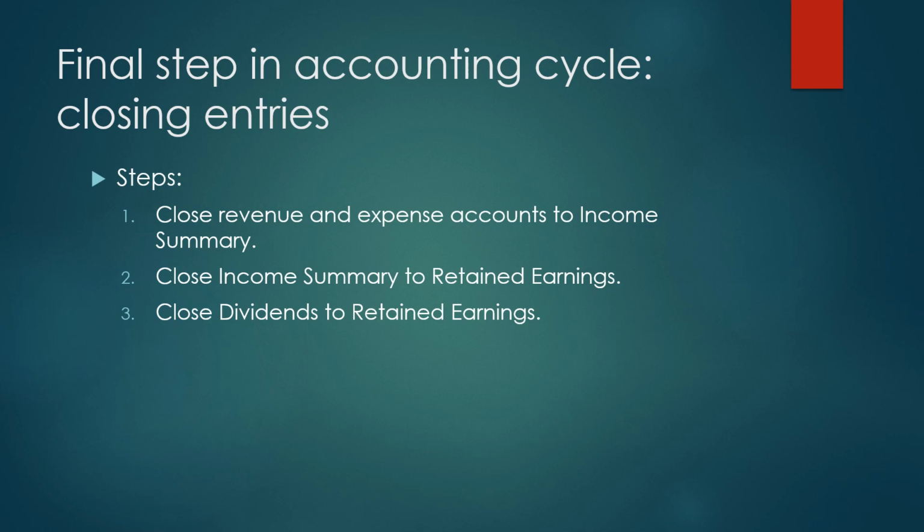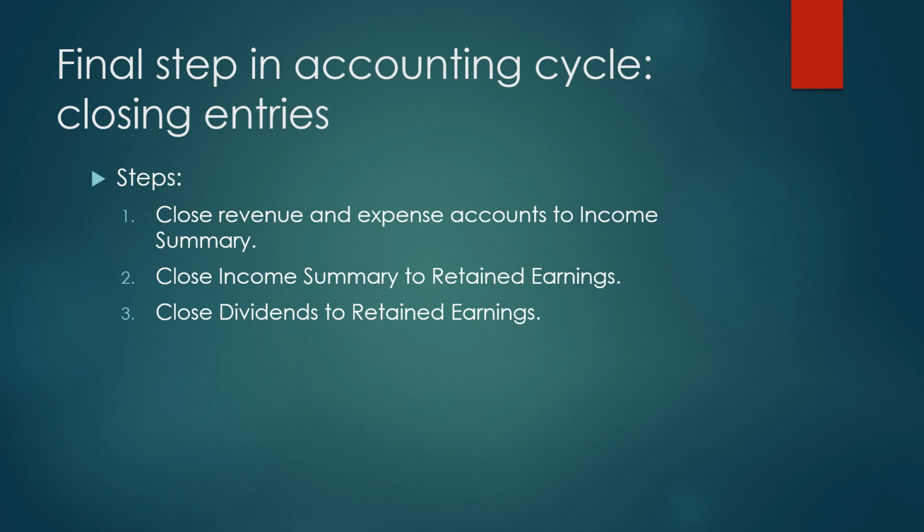The steps are: close your revenue and expense accounts to income summary. Revenue accounts have credit balances, so they need to be debited. Expense accounts and loss accounts have debit balances, so they need to be credited. The offset is going to go to income summary. Assuming you're in a net income position, the balance in your income summary account after you close your revenue, gain, expense, and loss accounts to income summary should be your net income.